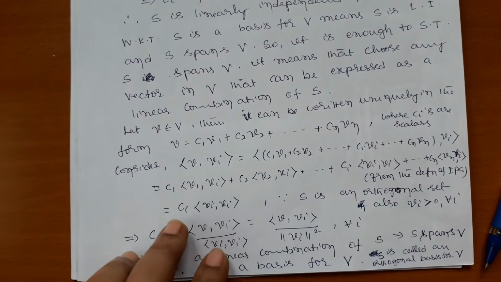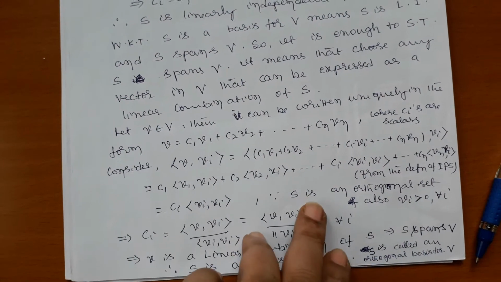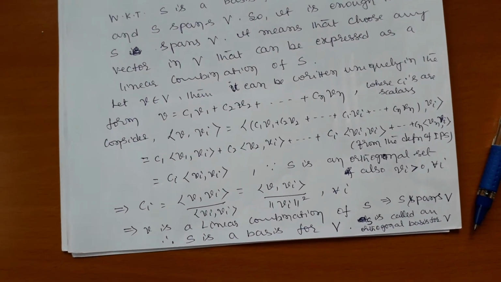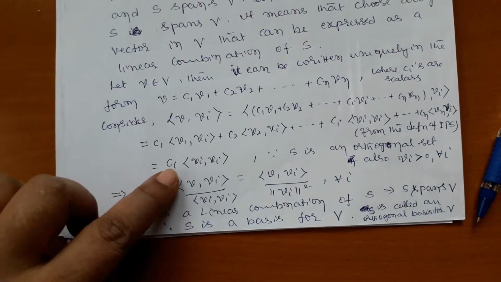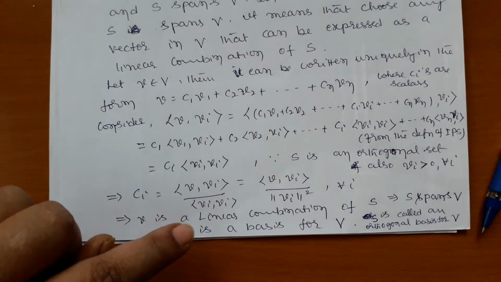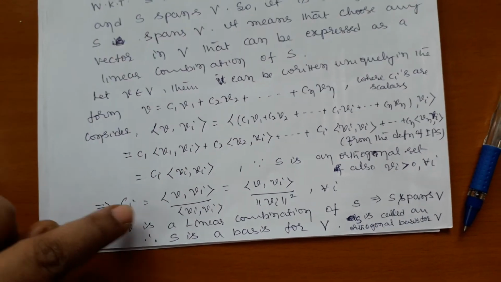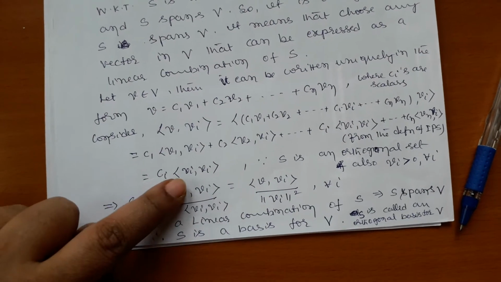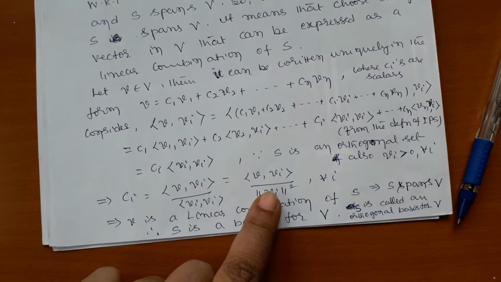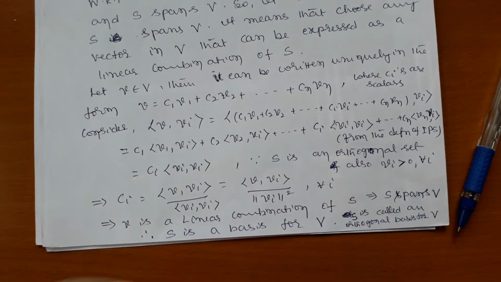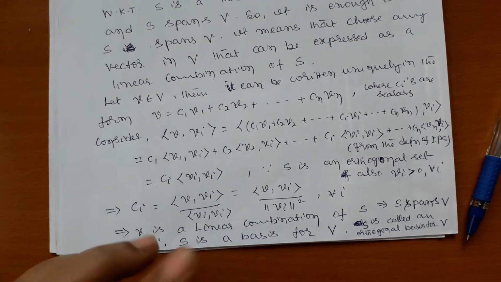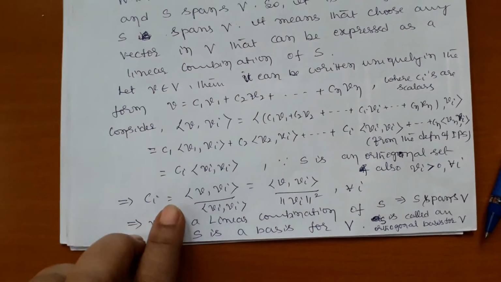Are you clear or not? Now the inner product of v comma vi is equal to ci into vi comma vi, since S is an orthogonal set and also the norm of vi is greater than 0 for every i. Therefore, ci is obtained by cross multiplication: ci equals the inner product of v comma vi divided by the inner product of vi comma vi. The inner product of vi comma vi is nothing but the norm of vi squared for every i. See, now here we get the scalar values c1, c2, c3 in terms of v. In terms of v, right? What is in terms of v?